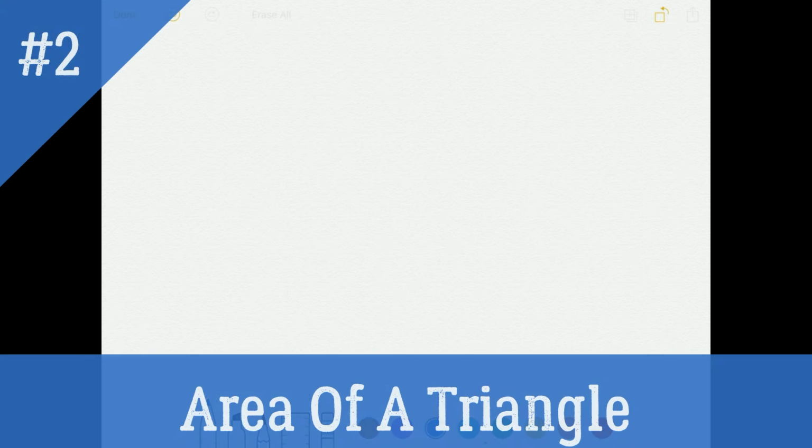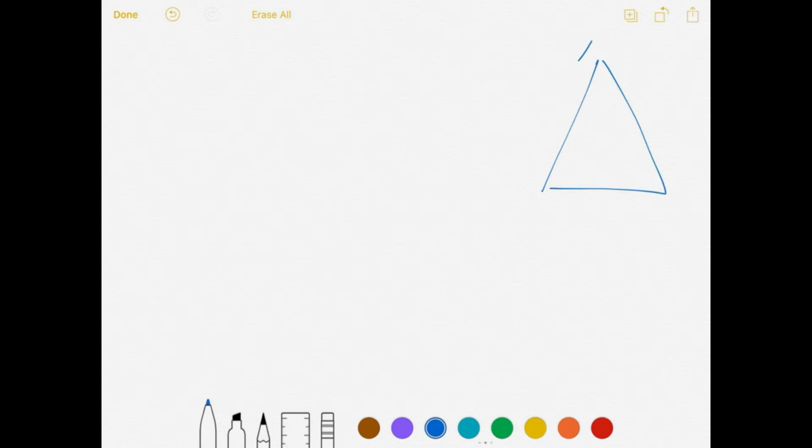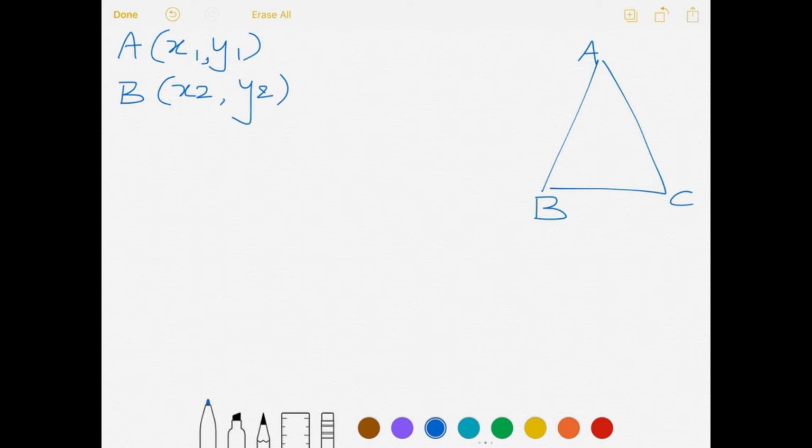Now let us talk about the area of triangle ABC. Let me draw the triangle first. This is the triangle, let us say A, B and C, where the coordinates of vertex A are (x1, y1), the coordinates of vertex B are (x2, y2), and the coordinates of C are (x3, y3). Then how to find the area of the triangle?